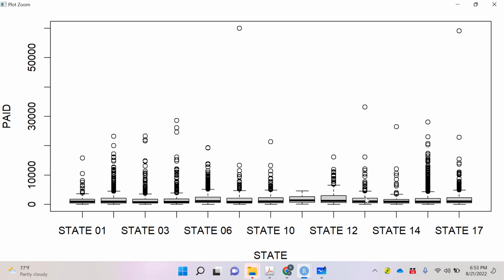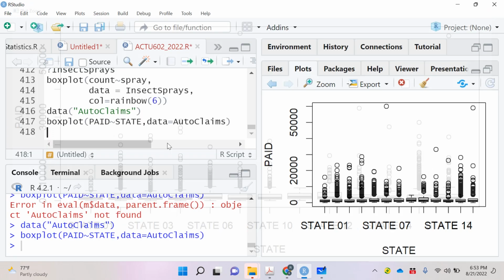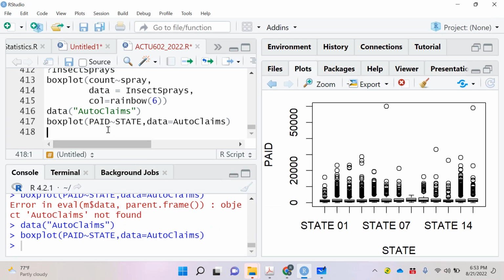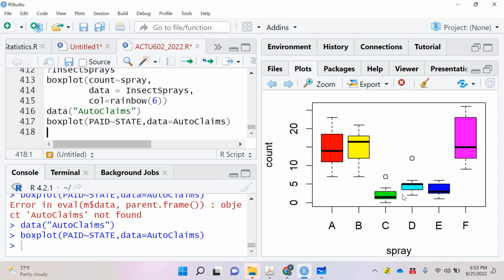And so, okay, let's get back to R and see how this will be done. What we want to do is to check whether the averages for the insect sprays are the same. Once you are done, you can also check for the auto claims. Is that okay? So let's see.